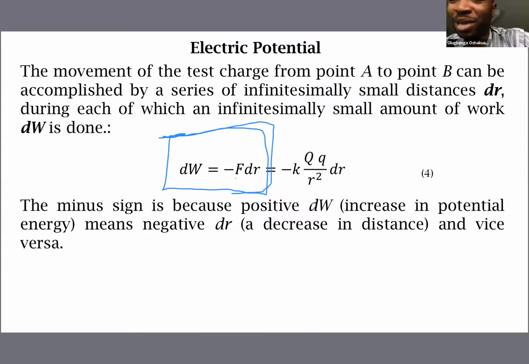But why are we having a negative there? The minus sign is because positive dW means negative dr. That means an increase in potential energy means a decrease in distance, and vice versa.